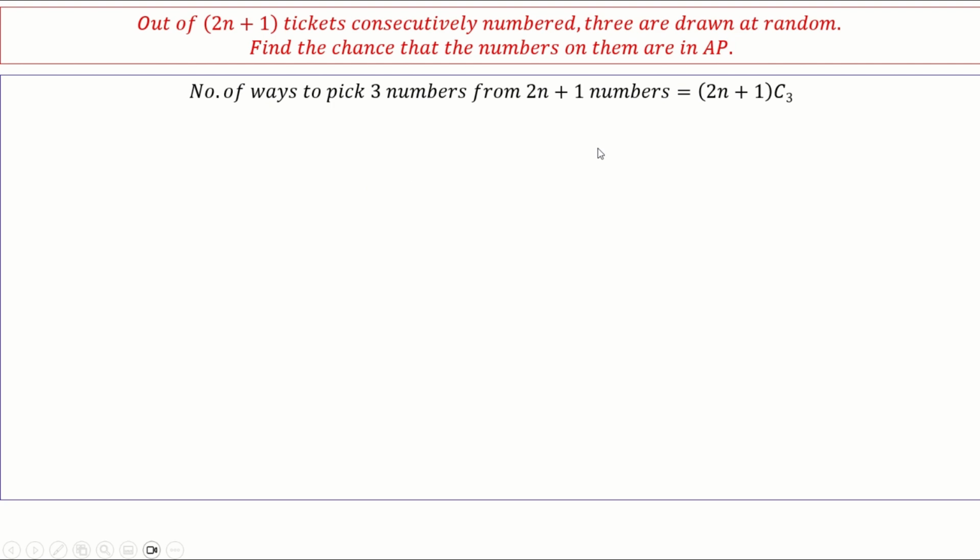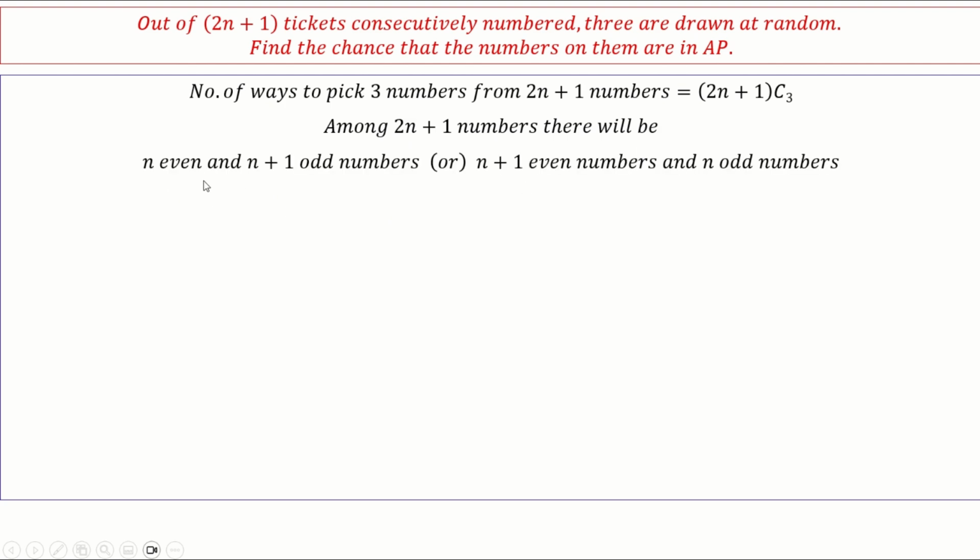Now we have to get the numerator. This is the denominator of the probability, right? Now you need to get the numerator. Among 2n plus 1 numbers, there will be n even and n plus 1 odd numbers, or n plus 1 even numbers and n odd numbers. It can be any of these combinations.